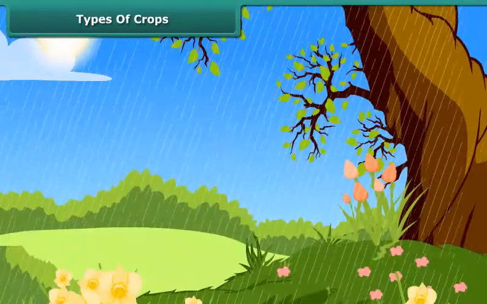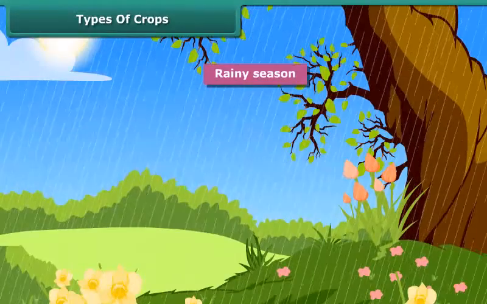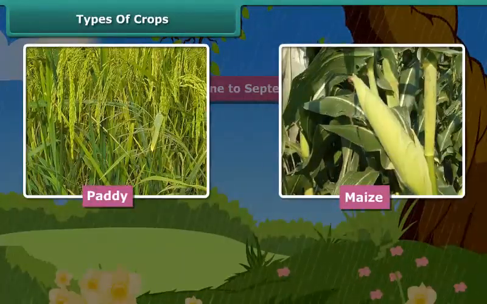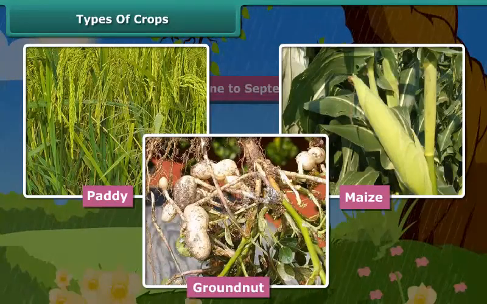Kharif crops are usually sown in the rainy season, generally from June to September. Paddy, maize, groundnut, etc. are some common examples of Kharif crops. To grow crops, various activities are performed which are known as agricultural practices. Let us know them one by one in detail.